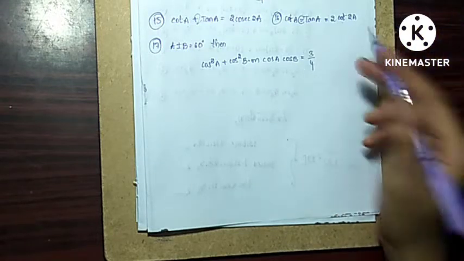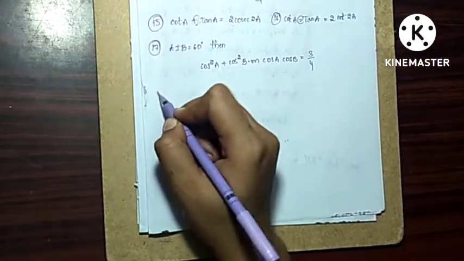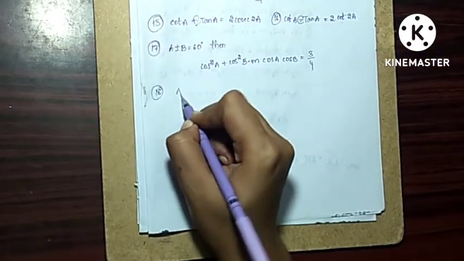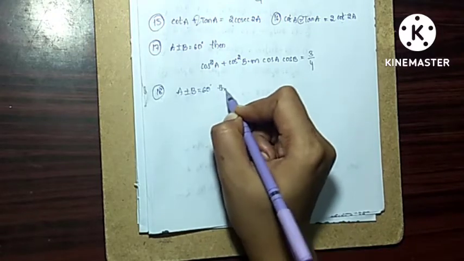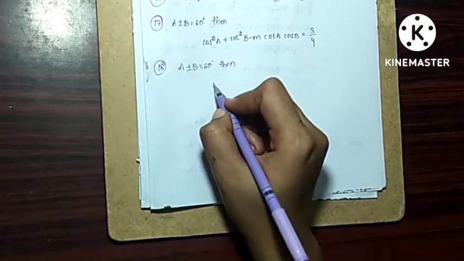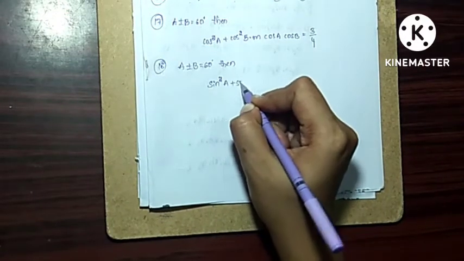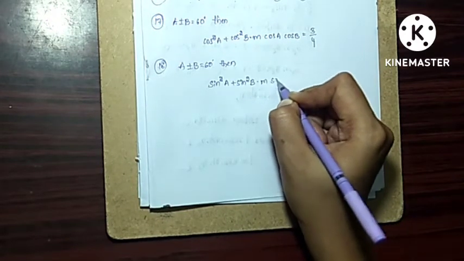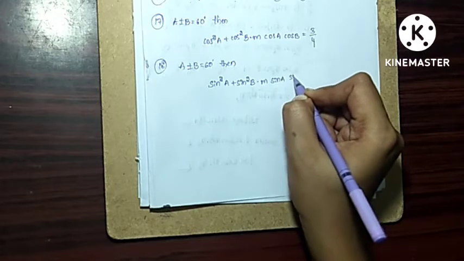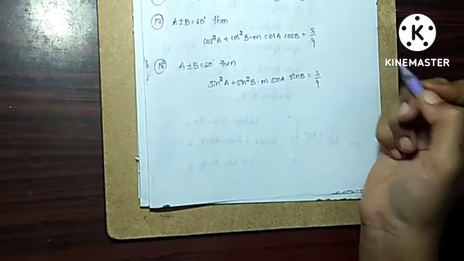And for the sine forms, now we will write for sine forms. Okay, this is our 18th formula. If A plus or minus B is equal to 60 degrees, then for sine forms, we will write the sine formula: sine square A plus sine square B into M sin A sin B is equal to the same 3 by 4.